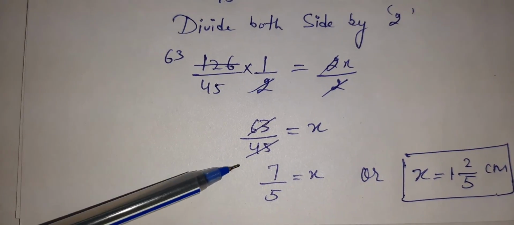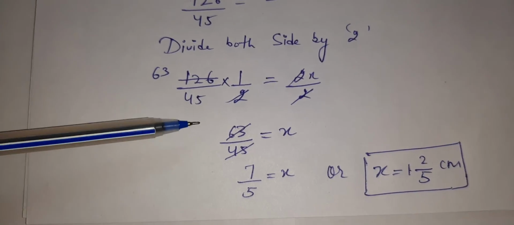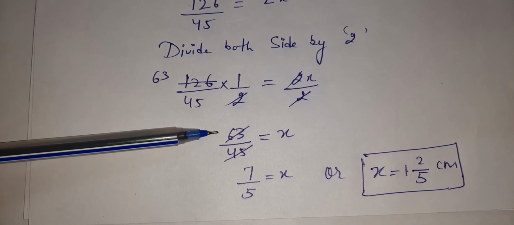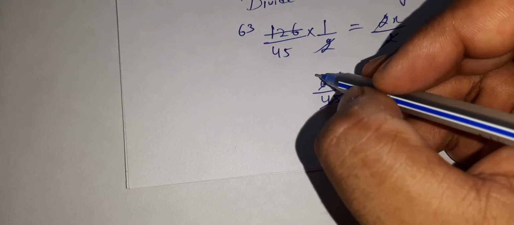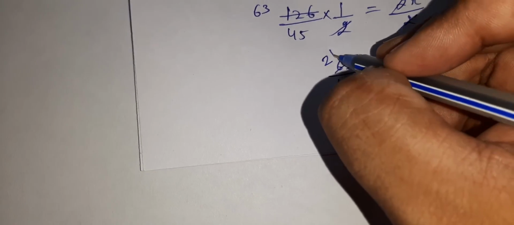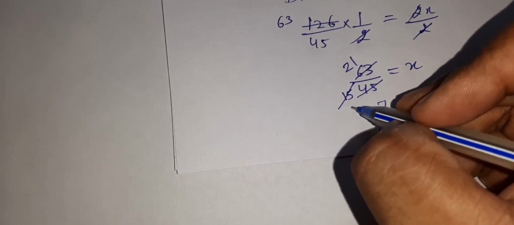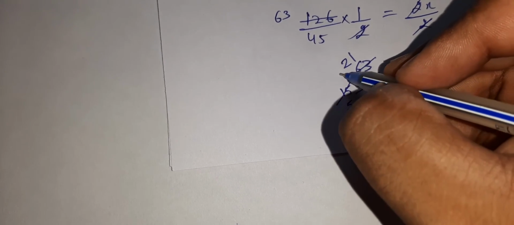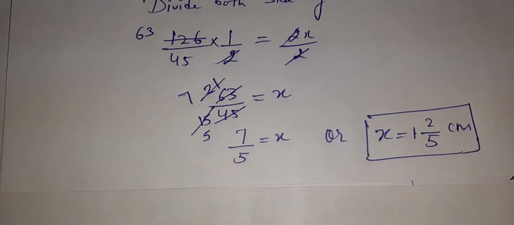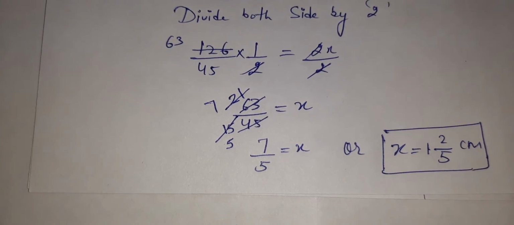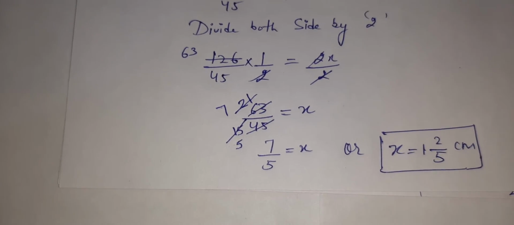Now cut 63 by 45. You can use the simplest method also. 7 by 5 you can write, or you can cut first. For example, 3 2s are 6, 3 1s are 3. Just see. 3 15s are 45, again cancel out. 3 5s are 15. 3 7s are 21. Answer is 7 by 5. Or in the mixed fraction you can write it as x is equal to 1 2 by 5.